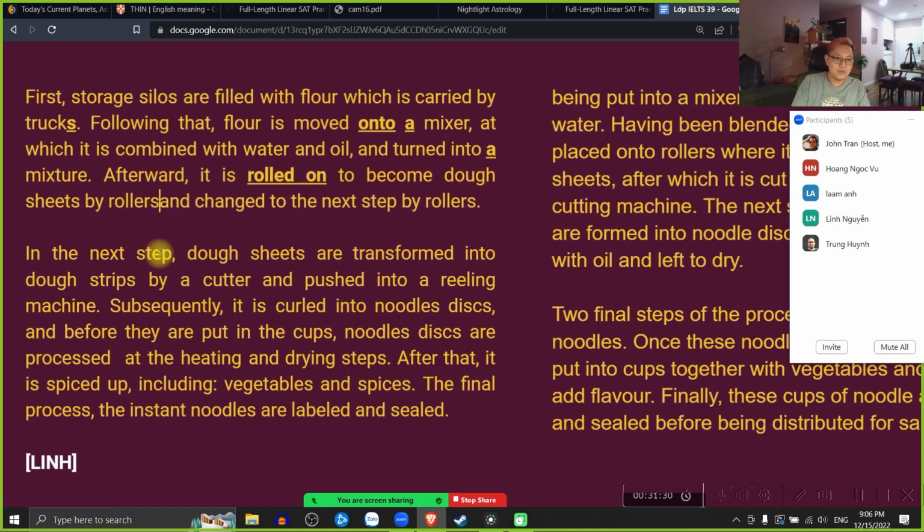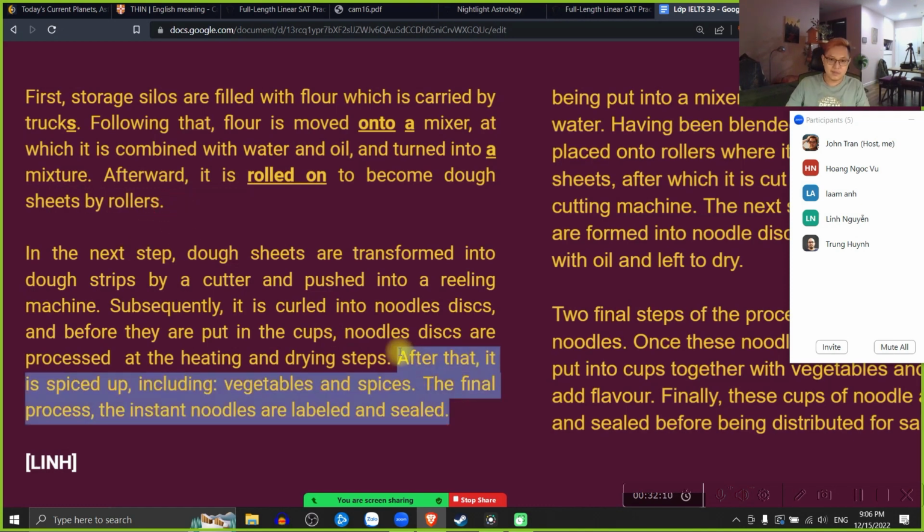By rollers, bằng cách dùng những cái bánh răng mà bánh nó gọi là gì? Bánh xoay, rollers. Become those sheets by rollers. And change to the next step. What? Okay. Cái roller đây có rồi. And change to the next step by rollers. Biến thành those sheets là đương nhiên nó sẽ biến đổi đến cái đoạn tiếp theo rồi, cái này không cần thiết. It's not necessary because if you roll it on to become those sheets, it already changes.